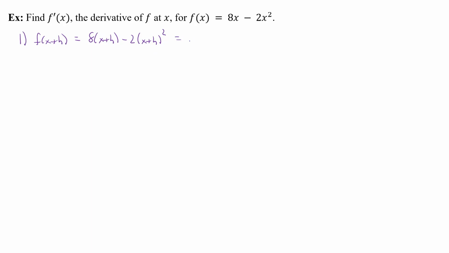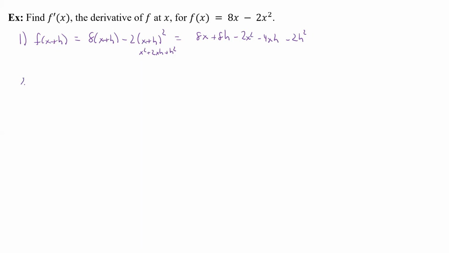So to multiply that here, that's going to be 8x plus 8h. Now this is going to be x squared plus 2xh plus h squared, and we're multiplying that by a negative 2, so it gives us minus 2x squared minus 4xh, and then minus 2h squared. So that is the first part, just finding f of x plus h.